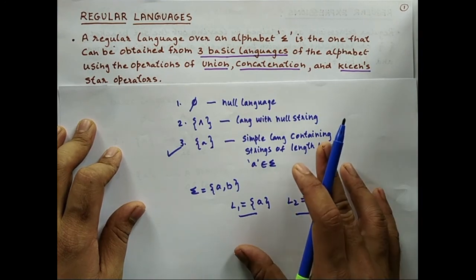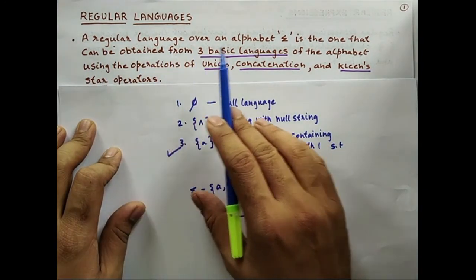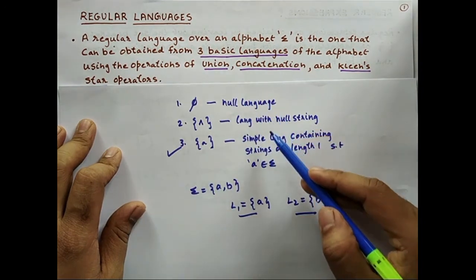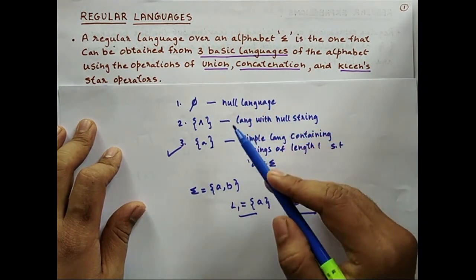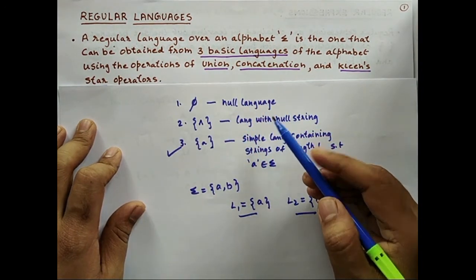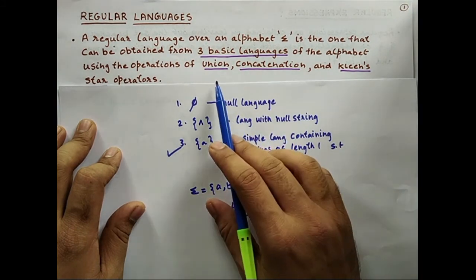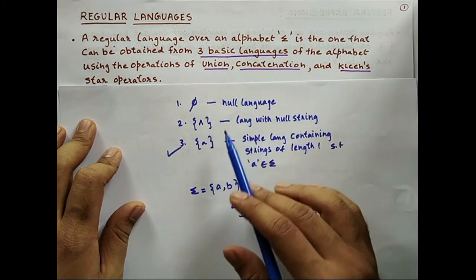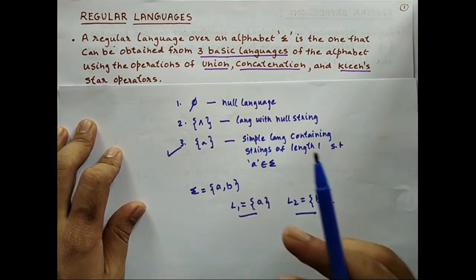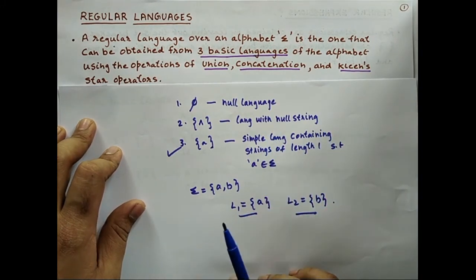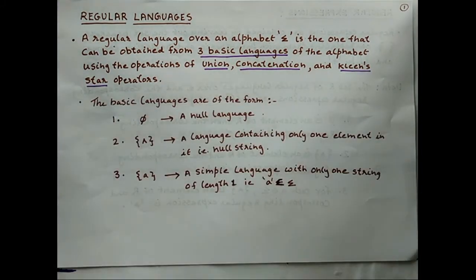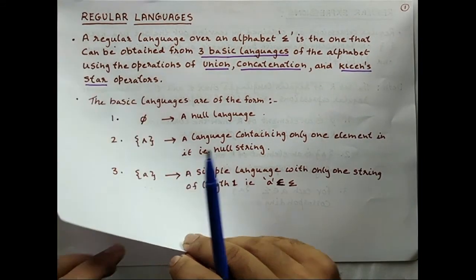Now what is a regular language? A regular language uses one of these three or all three basic languages in combination, and then performs the operations of union, concatenation, and Kleene star on these, and whichever language is derived, that is basically a regular language. Let's go ahead.